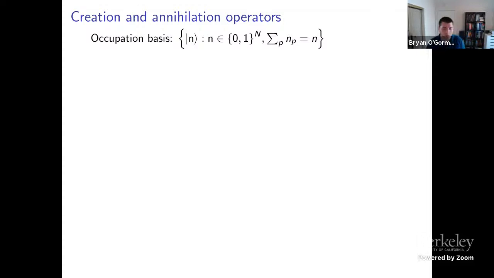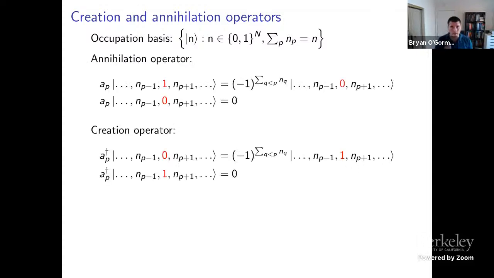We also need to represent operators. And in the occupation basis, we do this with what's called the annihilation and creation operators. So all these do is act on states with an electron in a particular orbital and remove it. So this is the annihilation operator. And the creation operator acts on a state without an electron in a particular orbital and puts one there. And these are elementary operators in the sense that an arbitrary operator on these states can be expressed as some combination of these, sort of in analogy with the Pauli operators for qubits.